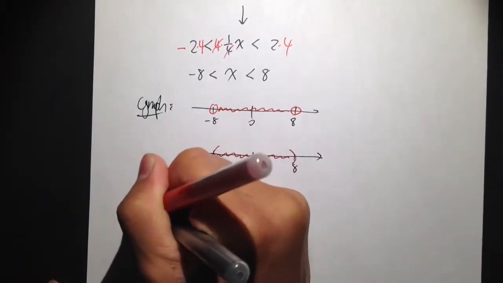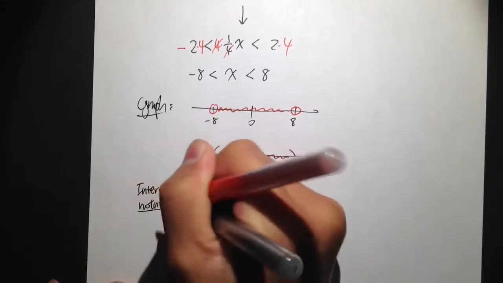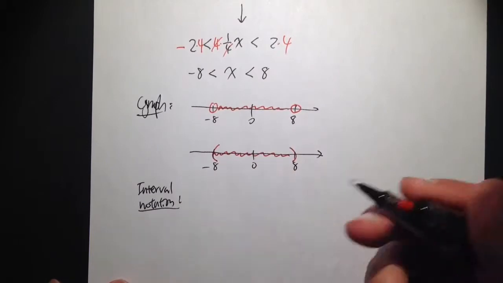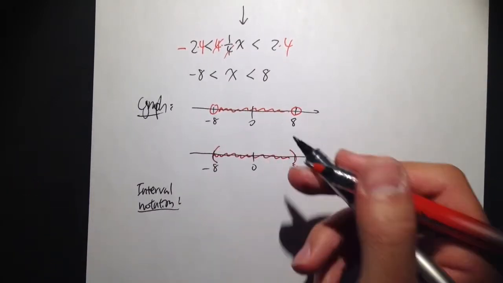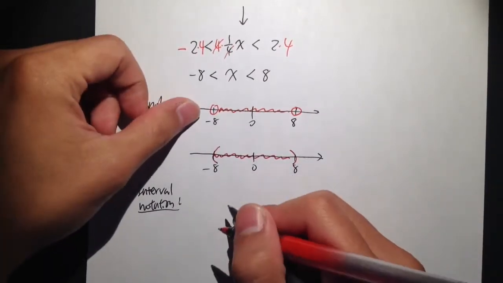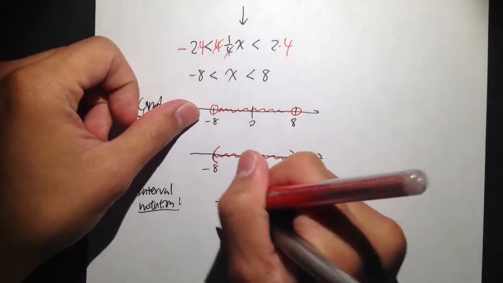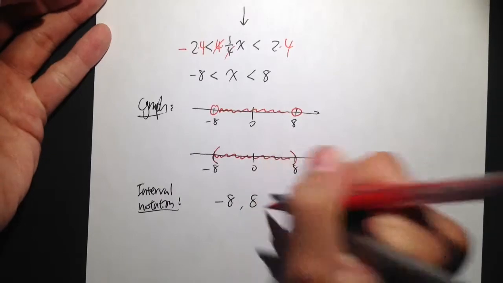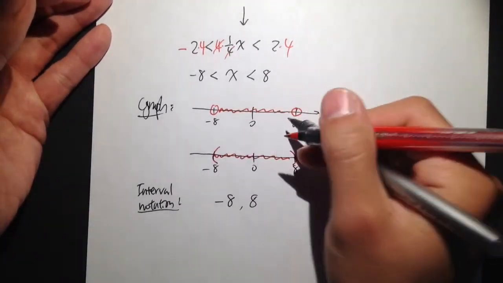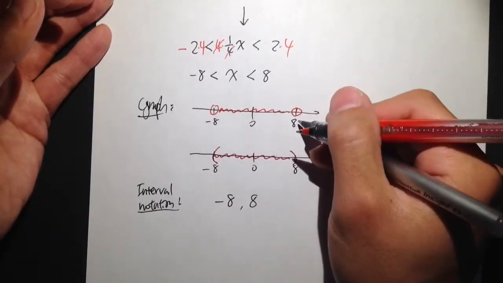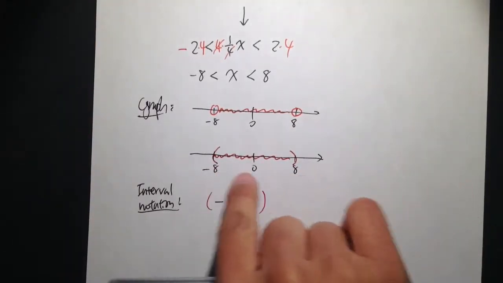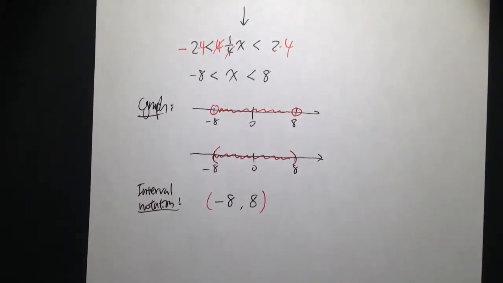Interval notation. So look at the second graph. That's it. Or if you look at the first graph, that's okay too. Put down the left endpoint, which is negative 8, and then put down the right endpoint, which is positive 8. But then we don't want to include these two numbers, so we'll use parentheses, which is exactly the same as the second graph. That's it.